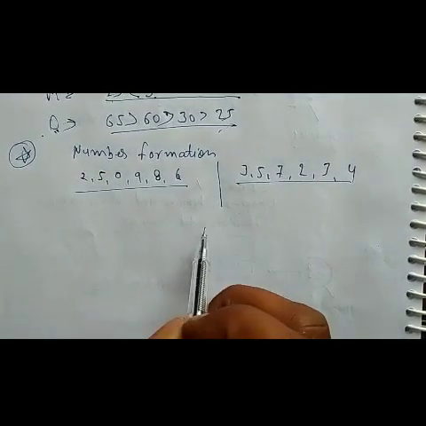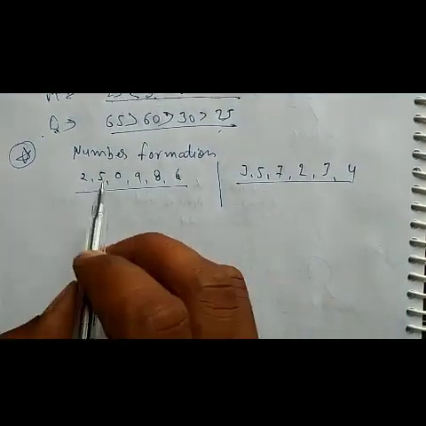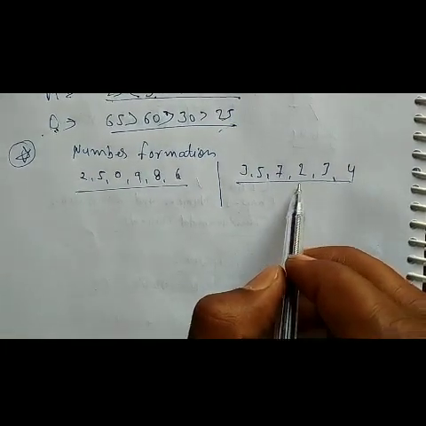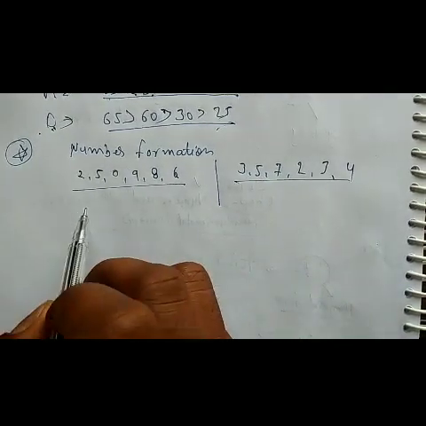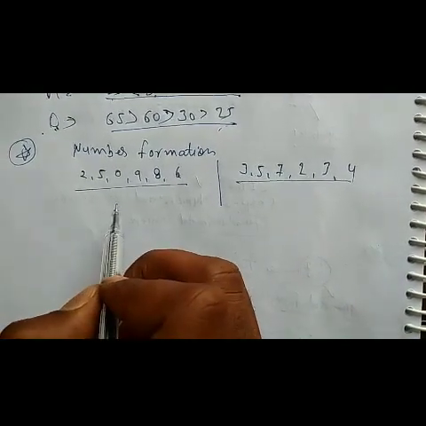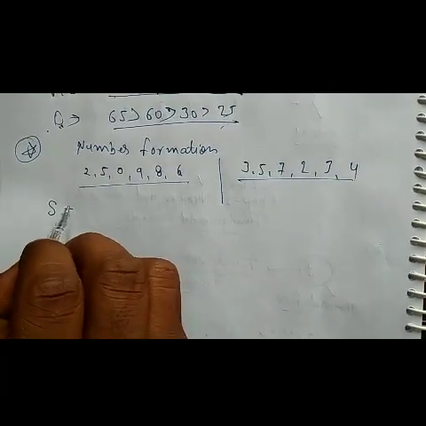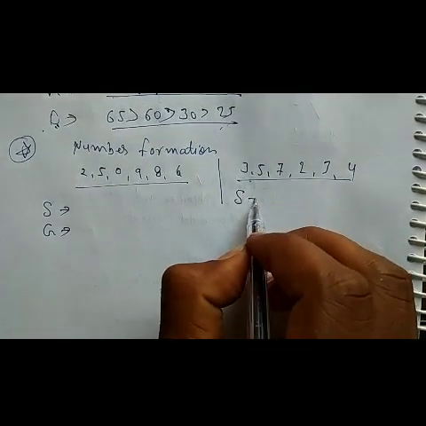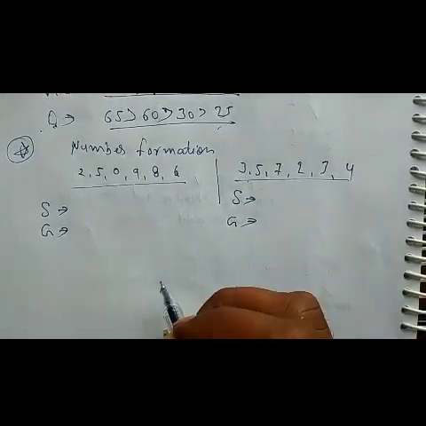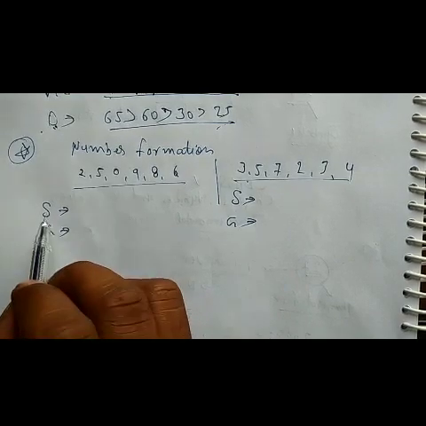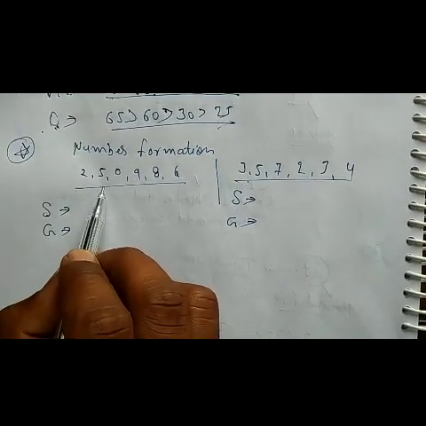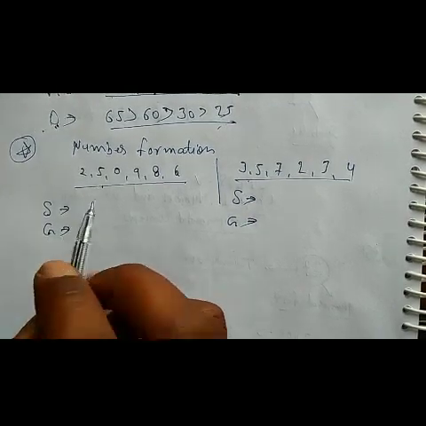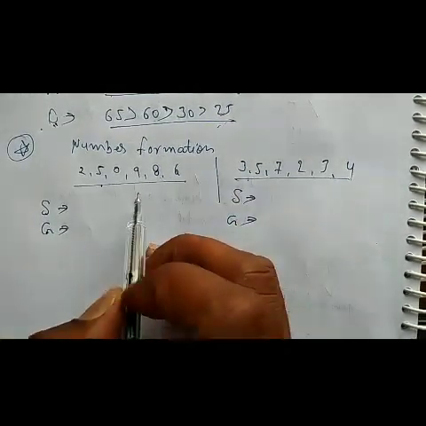I have two numbers, two points. In the first there are 6 digits, and in the second there are 6 digits also. We have to learn about number formation, which means using these given digits we have to form the smallest number and the greatest number. So how can we form the smallest number using the given digits? How can we form the greatest number? Let's find out.